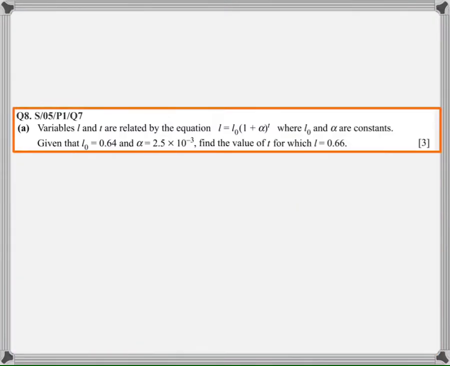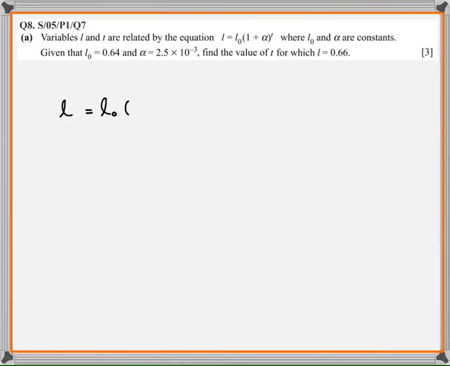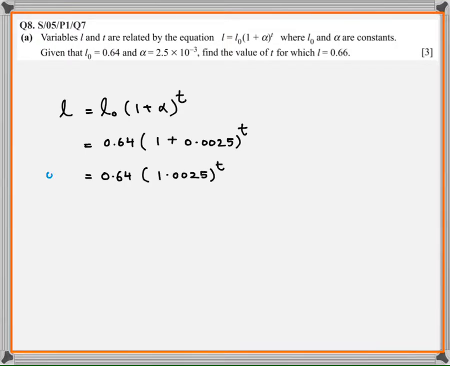Okay, another question. Variables L and T are related by this equation. L naught is this, alpha is this. Find the value of T for which L is equal to 0.6x. Now first plug it in. We have L naught, we have alpha, we don't know what T is, we know what L is.